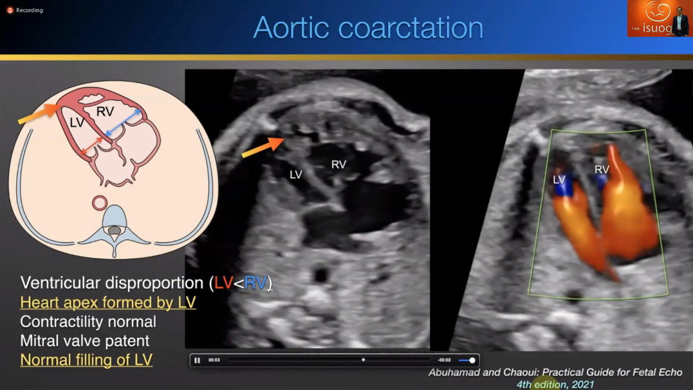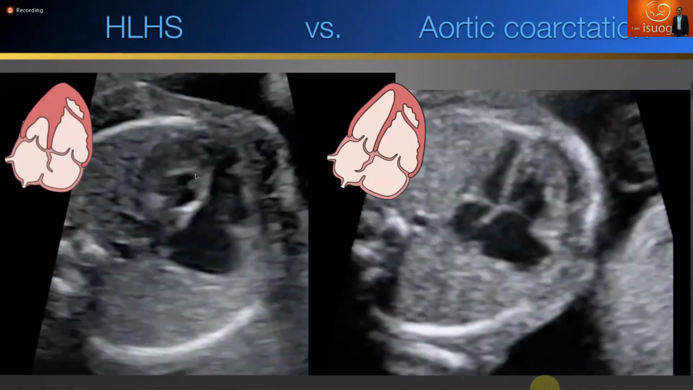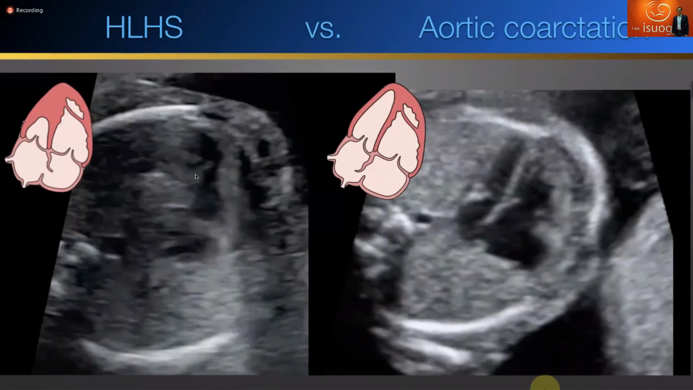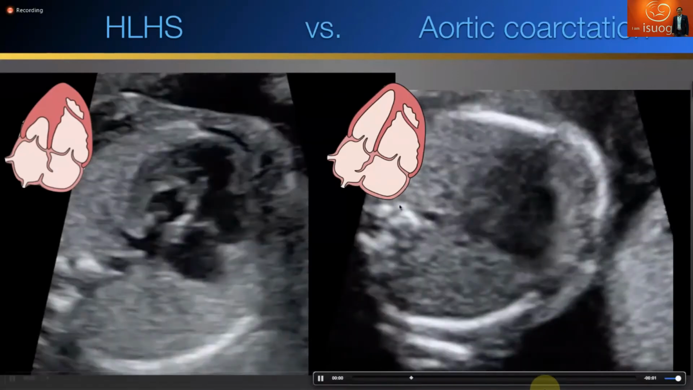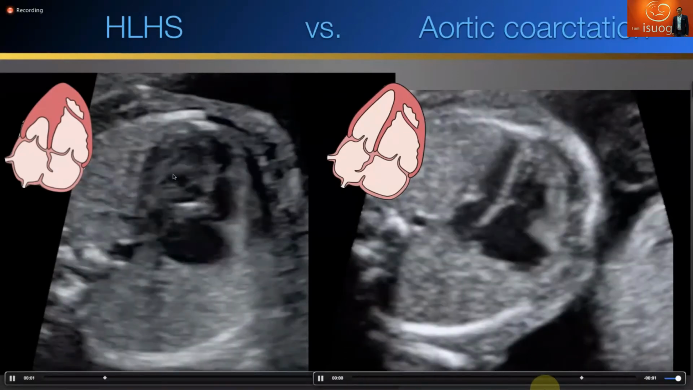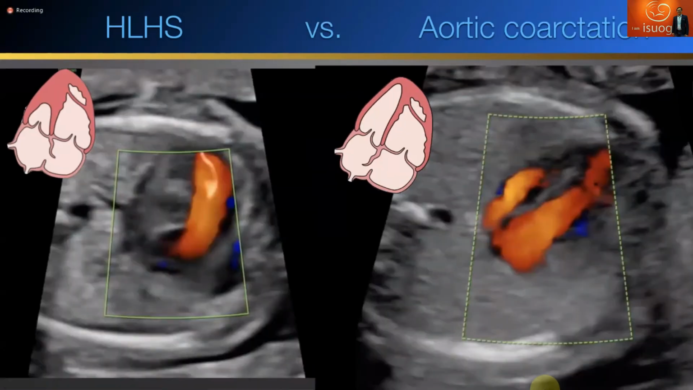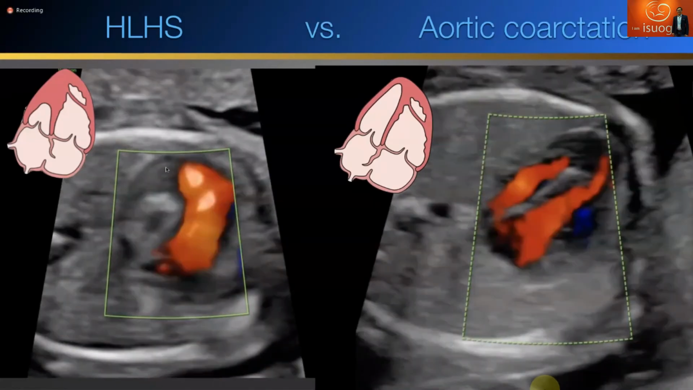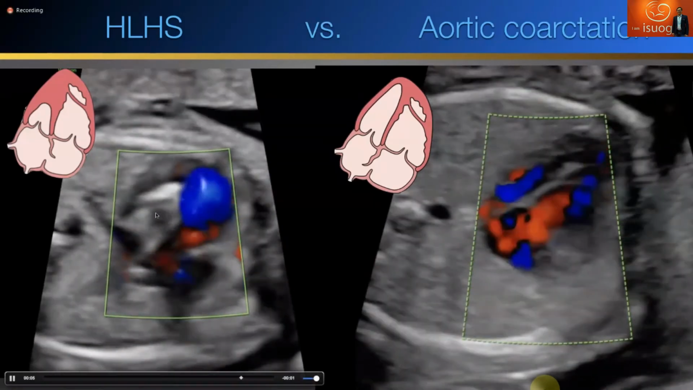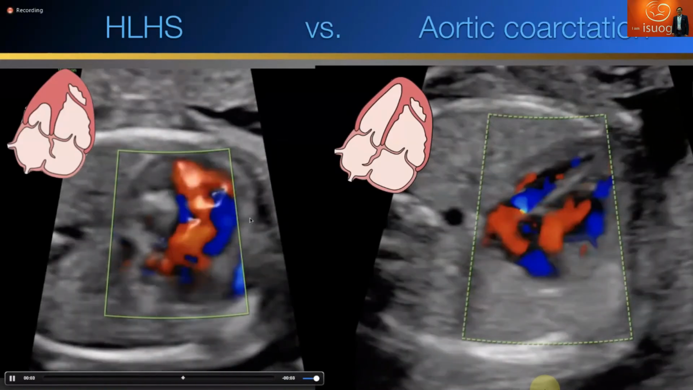Now let's compare both on grayscale, and you will agree with me that sometimes it's quite tricky to see: is the apex really formed by the left ventricle? Is the contractility here on the right side normal in comparison to the left one? This is why you should compare now your safety airbag, color Doppler. Look, the color Doppler makes the diagnosis so straightforward. You see that there is no filling of the left ventricle in one case and the filling of the left ventricle in the coarctation.